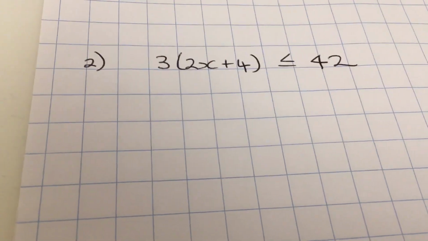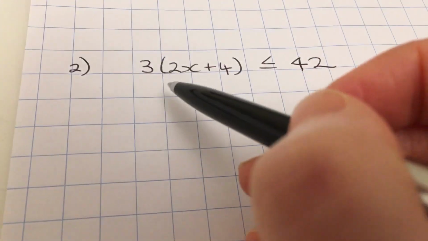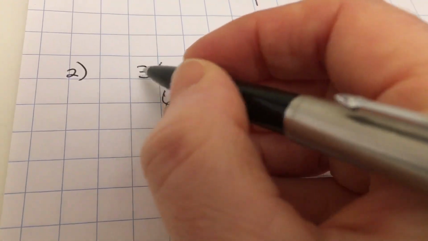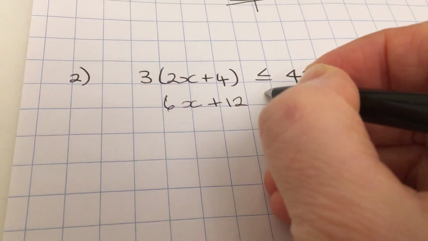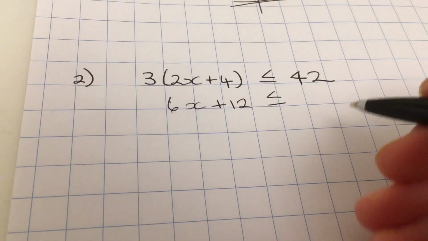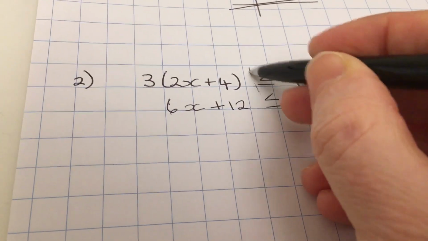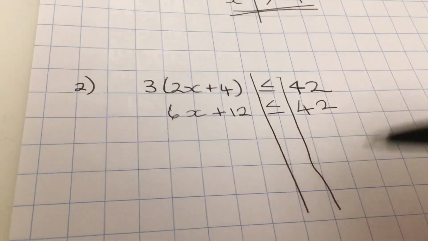Here's another question. The first step, multiply out the brackets. So 3 times 2x is 6x. 3 times 4 is 12. Keep the inequality sign the same, and 42 stays the same. Make sure you put your lines either side of the inequality sign.